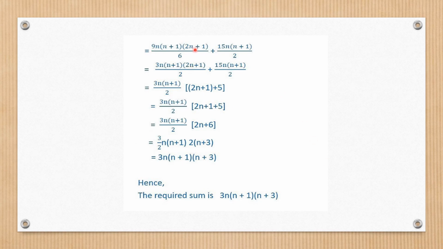So just take LCM. Take the things common. I can take 3n into n plus 1 divided by 2 common. From here I'll get 2n plus 6. So the overall answer is 3n into n plus 1 into n plus 3, because this 2 gets cancelled with this.